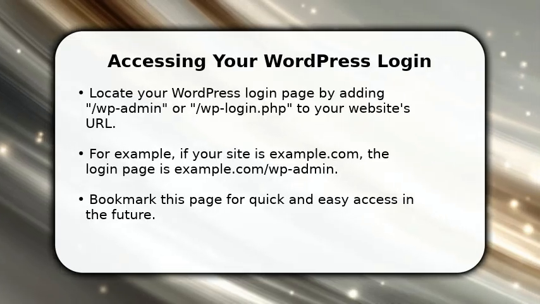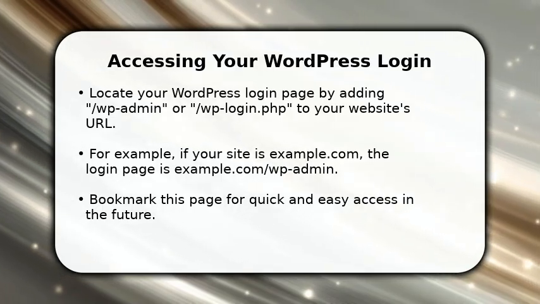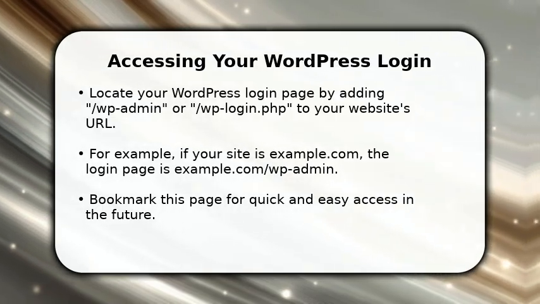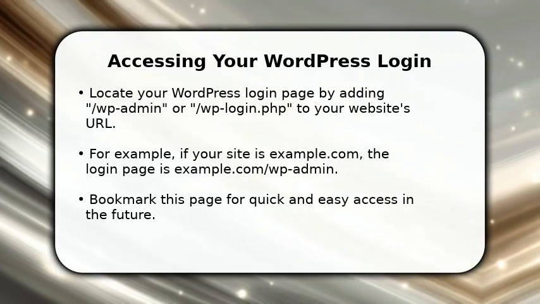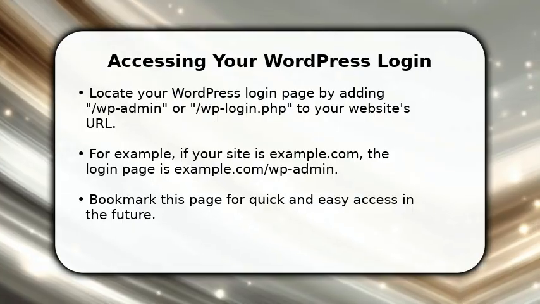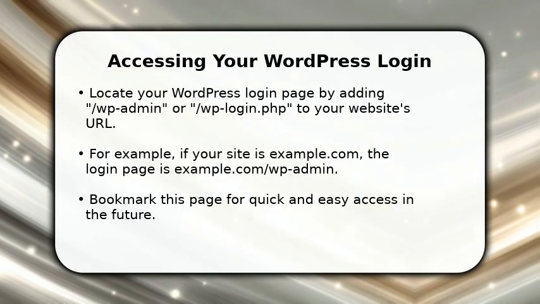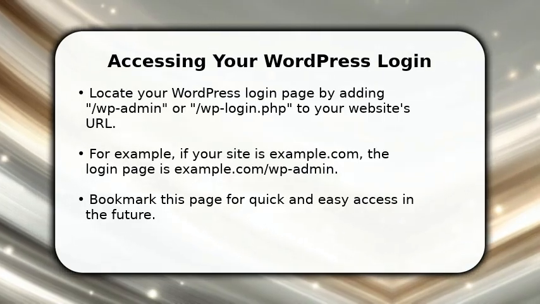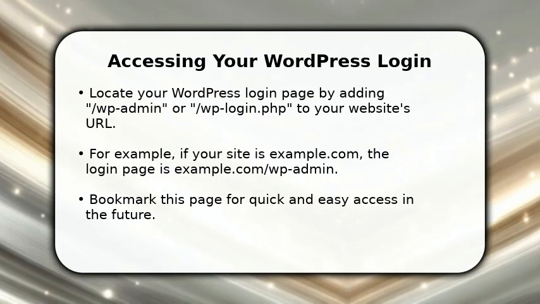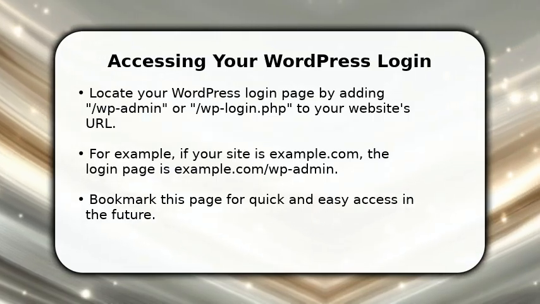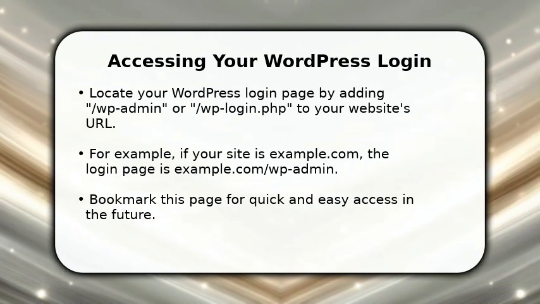In this video, I will explain how to log into your WordPress website step by step. First, you need to find your login page. Simply type your website's address into your browser, then add /wp-admin or /wp-login.php to the end of the URL. For instance, if your site is mywebsite.com, you would go to mywebsite.com/wp-admin. This will take you directly to the login screen. It's a good idea to bookmark this page for future convenience.